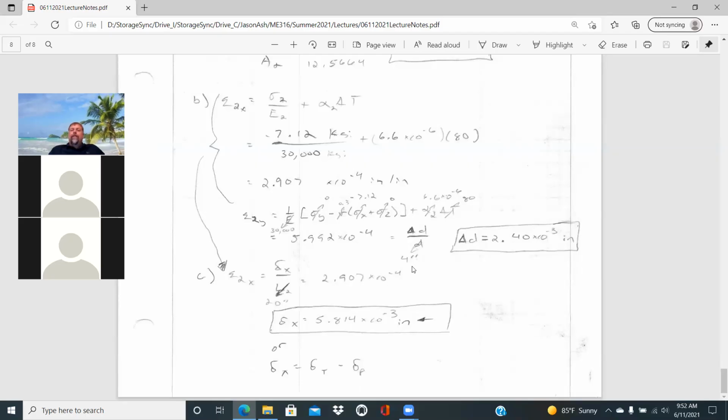And the diameter was 4 inches, so that'll give us a change in diameter of 2.4 times 10 to the minus 3rd inch. This delta D over D, for example, when you look at, say, the circumference of that, the circumference is 2 pi times the diameter.